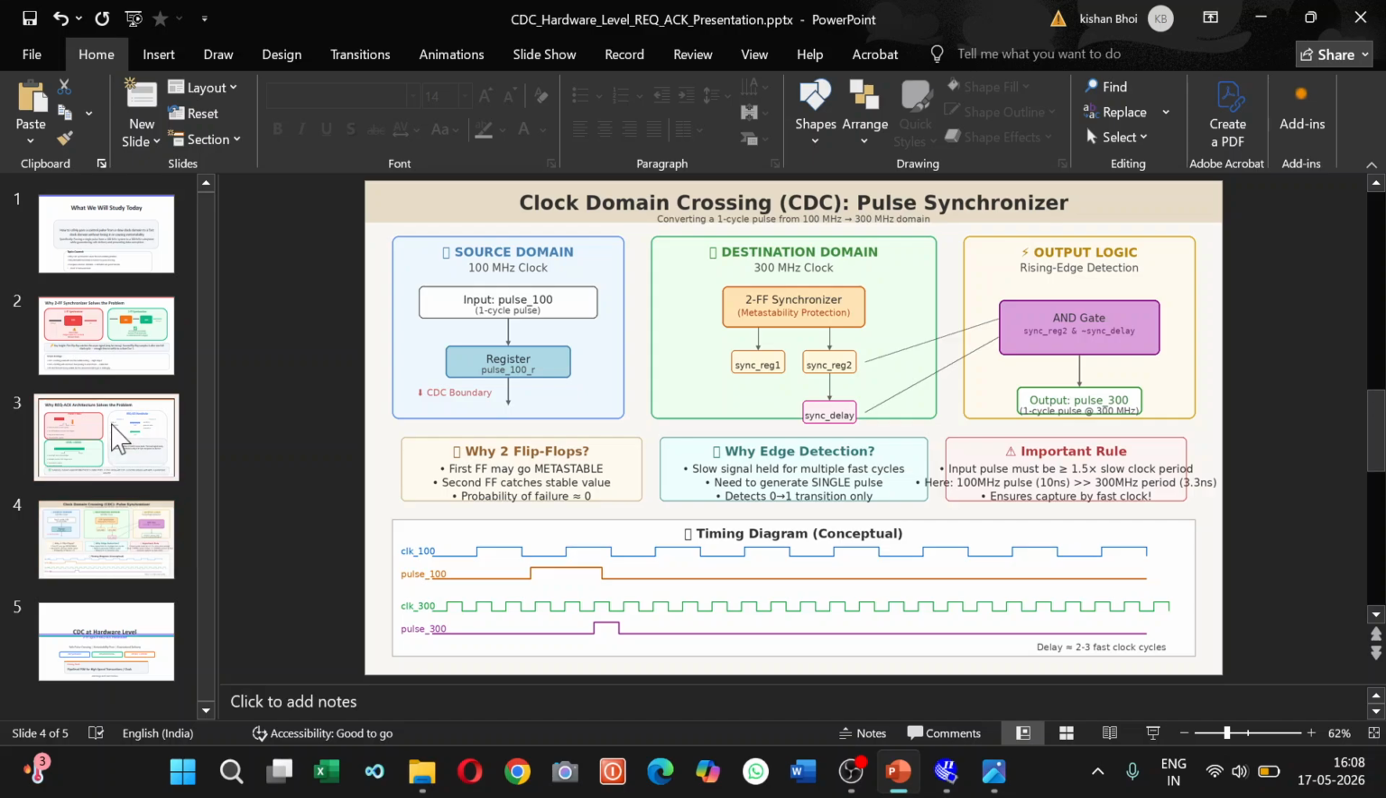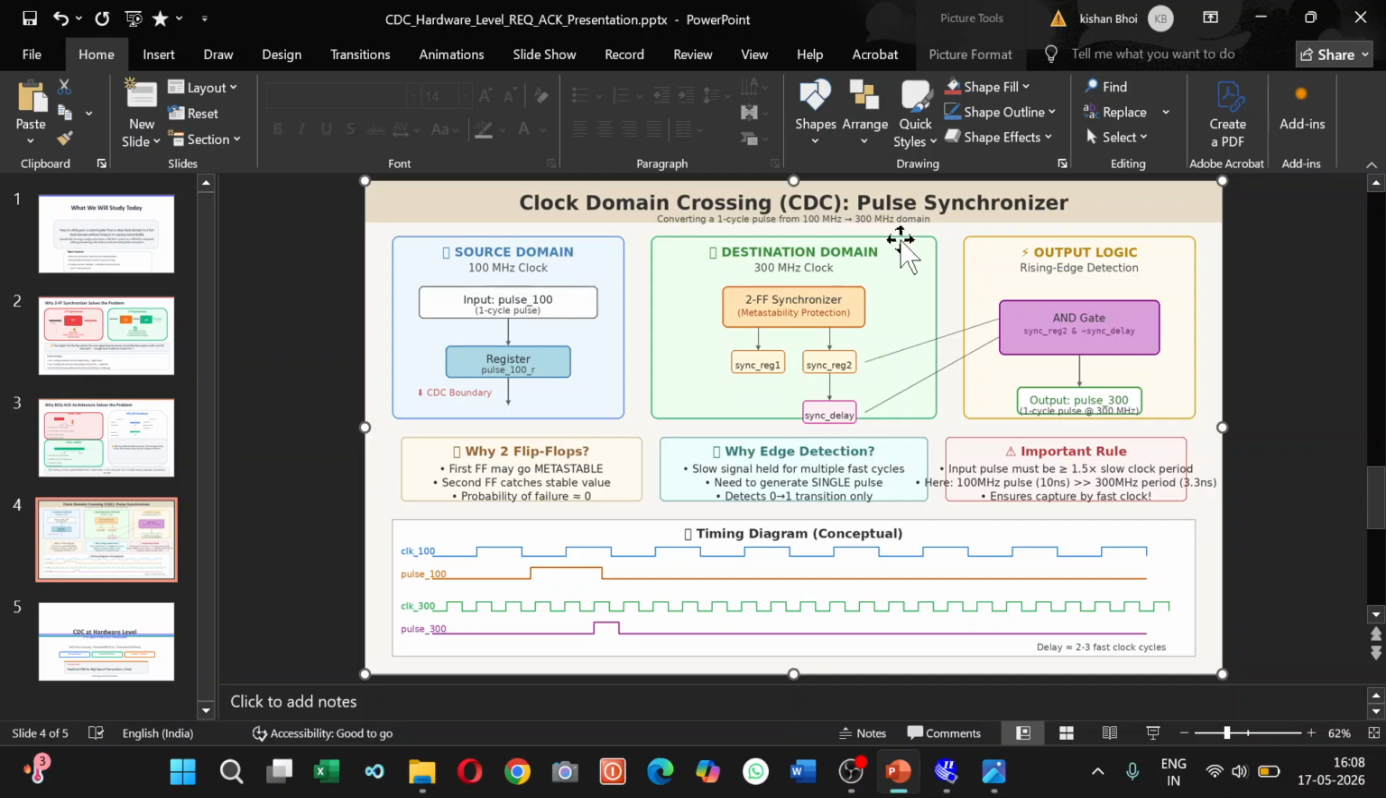Now let us come to our question: a clock domain crossing pulse synchronizer converting a one-cycle pulse from the 100 megahertz domain to the 300 megahertz domain. As you see in the problem, the first clock domain is the source domain with a 100 megahertz clock, and the second is the destination domain with a 300 megahertz clock. In the source domain, our clock input is the 100 megahertz clock, and there is the register pulse 100. This is the architecture of the source domain.